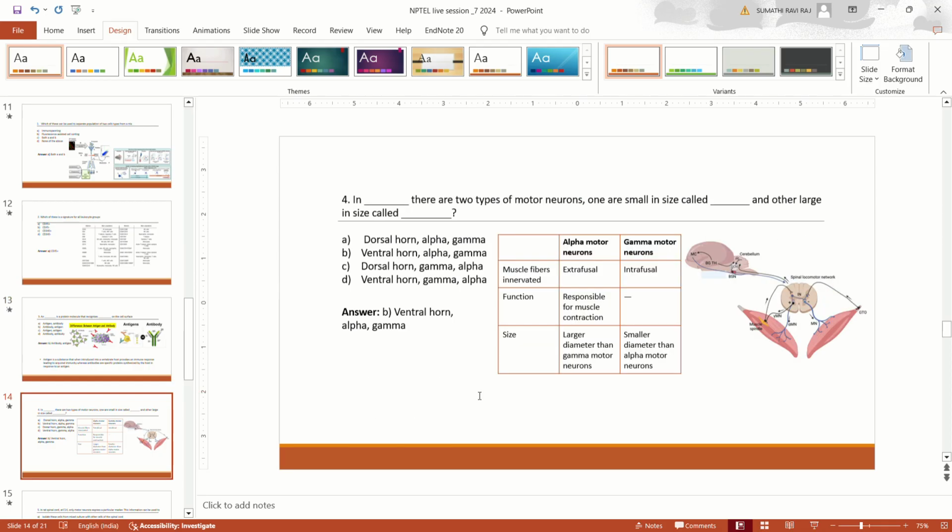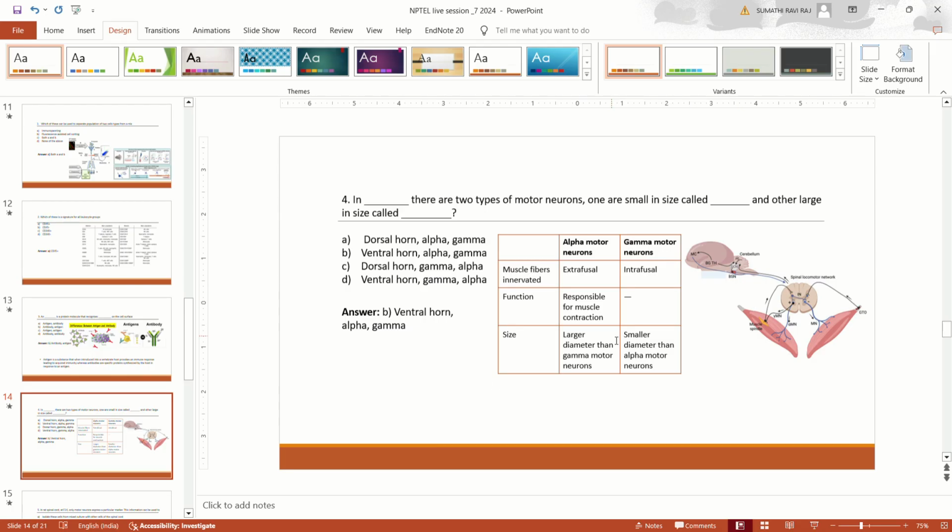In dash, there are two types of motor neurons. One are small in size, called dash, and the other are large in size and called dash. The ones that are small in size are your alpha, and the large in size are your gamma. Both of these are present in your ventral horn.